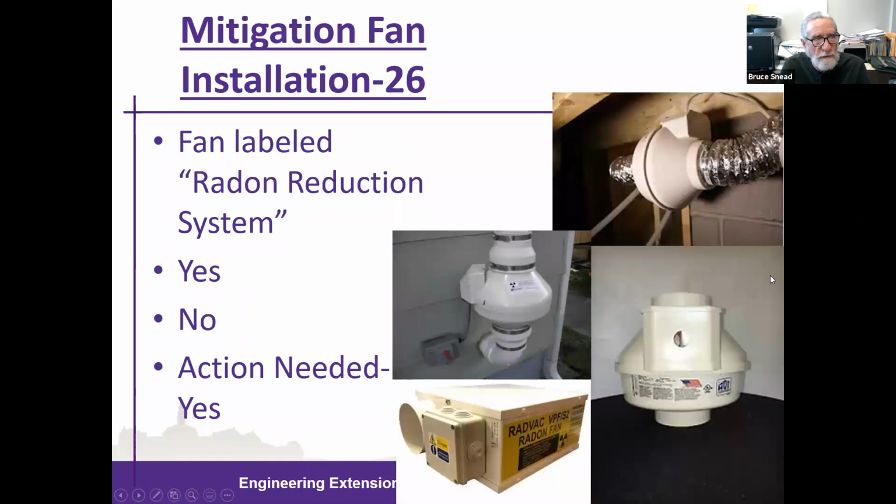Mitigation fans. Is the fan labeled radon reduction system? You can see examples of fans here. One is in the center, properly installed, just an independent non-connected fan, and then the upper right-hand corner shows a fan with improper installation because it's horizontally mounted, and that's contrary to all of the centrifugal inline fans that are used and available from manufacturers for radon mitigation.